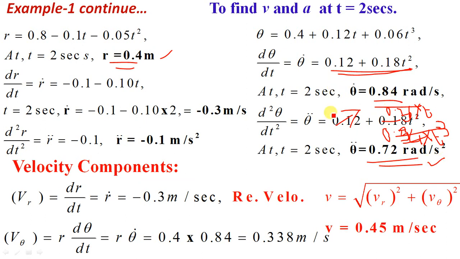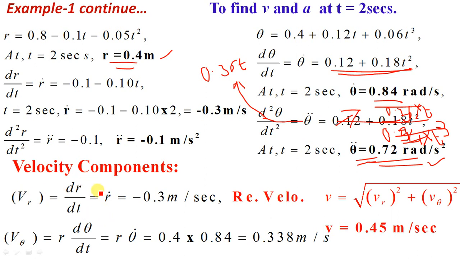That is correct, but here I have written the wrong derivative. The derivative of this I will write down here for you. Theta double dot is to differentiate this equation again, so that will give you 0.36 t. Now we have to find out theta double dot at t is equal to 2 seconds. Substitute t is equal to 2 seconds over here, so that comes out to be 0.72 radian per second square.